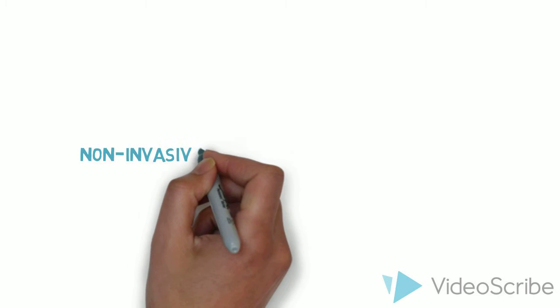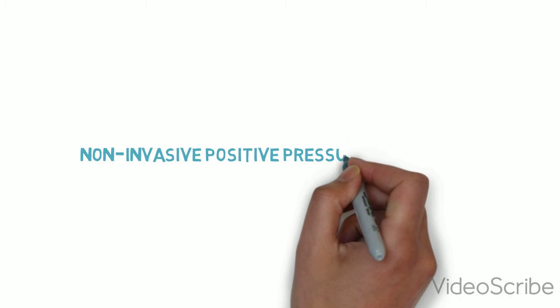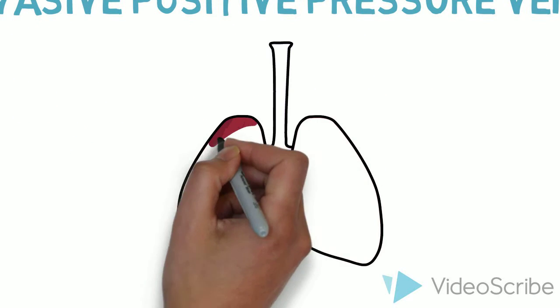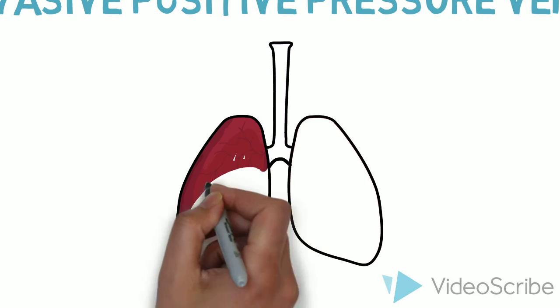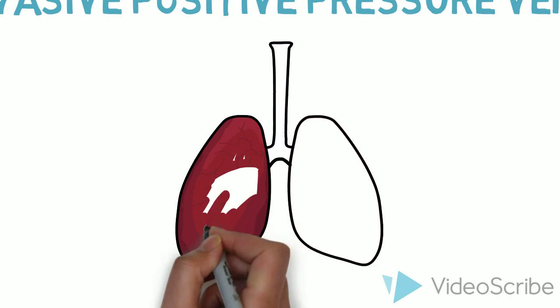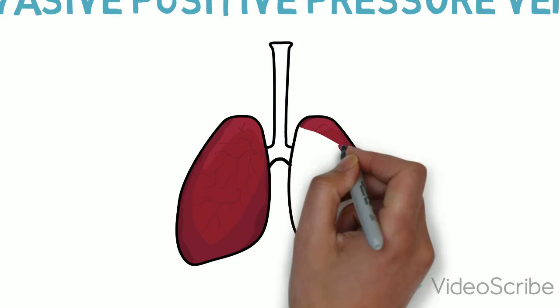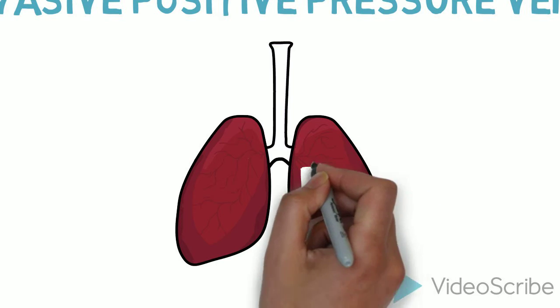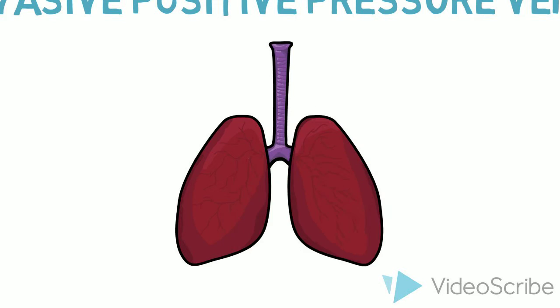Today we're going to explore non-invasive positive pressure ventilation as part of my learning plan. So first off, what exactly is it? Non-invasive ventilation is the provision of ventilator support through the upper airway by means of a mask or a similar device. A benefit is that no endotracheal airway is necessary.